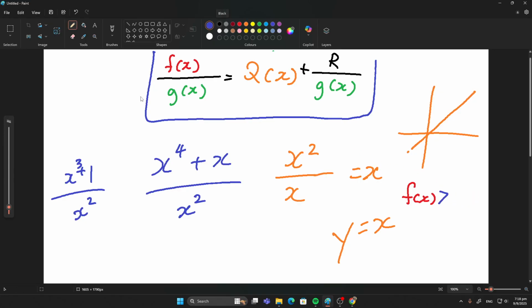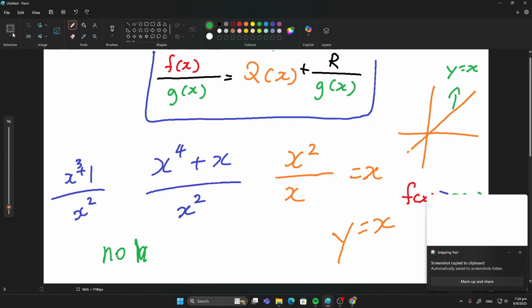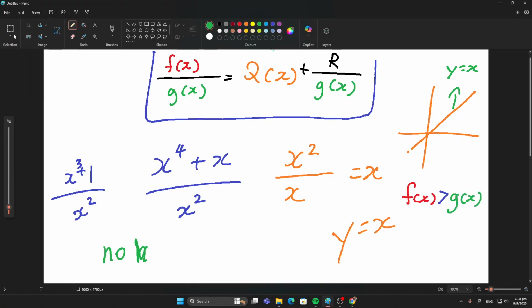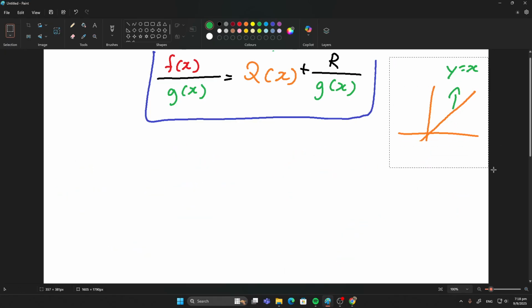I won't get a flat straight line. I'm going to repeat. The moment when my fx is bigger than my gx, my line will never be flat. It's going to be slanted. And because it's going to be slanted, we have to say that there is no horizontal asymptote. Instead, these asymptotes will now become oblique. Oblique. I'm not good with words, okay?